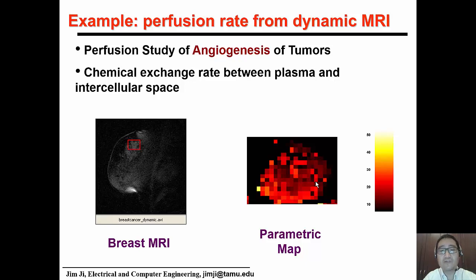you'll be able to solve that and eventually generate a parametric map. It's called K-trans, and it tells you how fast that exchange happens between the plasma and the intercellular space, and those parametric maps can be used further to infer the cancer and make the cancer diagnosis.